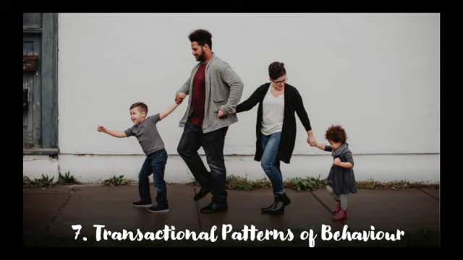The seventh principle is the idea of transactional patterns of behavior. And a lot of what we've already talked about relates to this idea where a child is not developing outside of their ecology. They interact with their world, they bring their temperament to the world, they interact with different people who respond in specific ways. And that transaction between the child and the people and environments around them promotes and influences development in a wide range of ways.